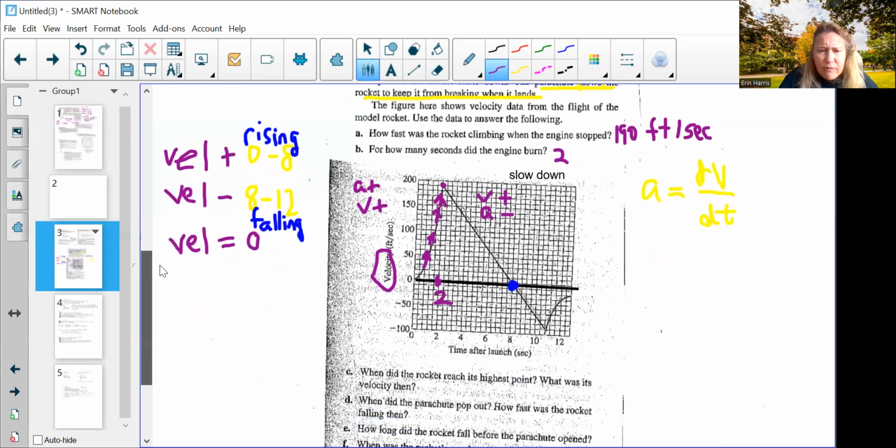Okay, so then we go over here. When did the rocket reach its highest point? What was the velocity then?